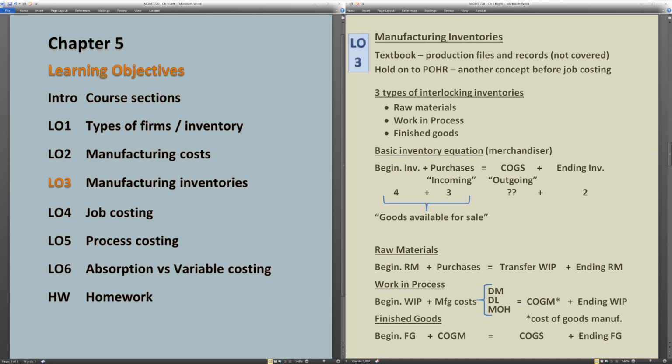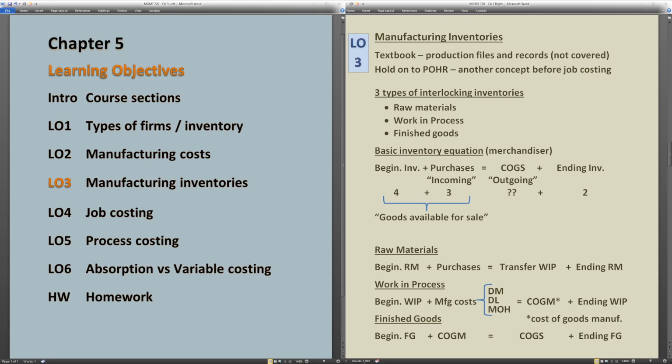Well, we know what beginning inventory is. That's the inventory at the beginning of the month. Ending inventory is the inventory at the end of the month. And then we have the incoming items into inventory, and we have the items that are leaving inventory. For the basic inventory equation, we purchase things, that's how they get into inventory. And how do they leave? Well, they're sold. That's what cost of goods sold means. That's inventory items that are sold.